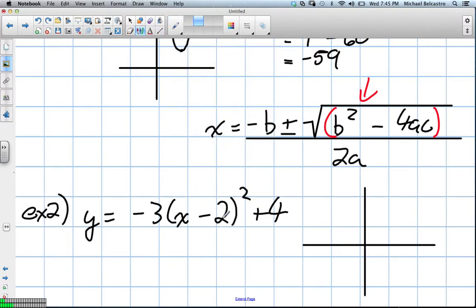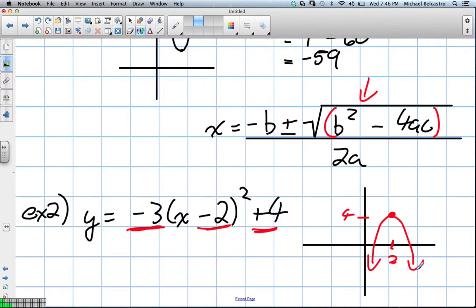There are two major things. Remember, this tells us the x value of the vertex. It's going to be at positive 2. And the y value of the vertex is going to be at positive 4. So positive 2, positive 4. My vertex is here. Here's my 4. And our a is positive or negative? Negative. So which way does it open? Down. So from the vertex it goes down.